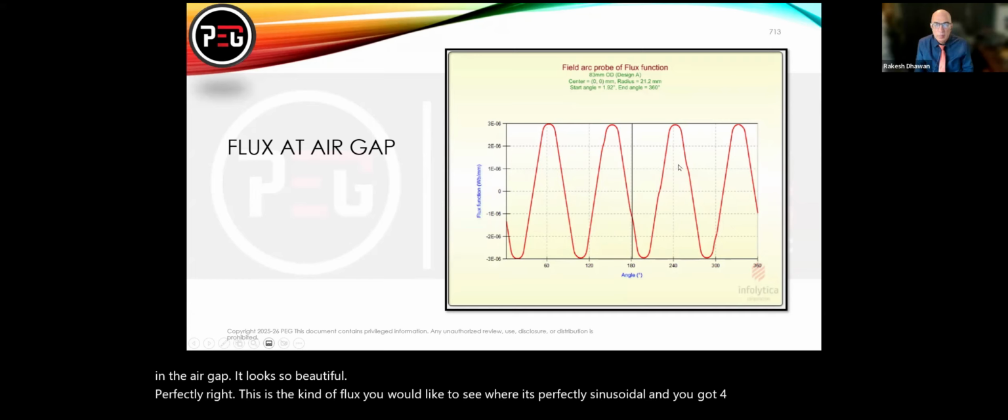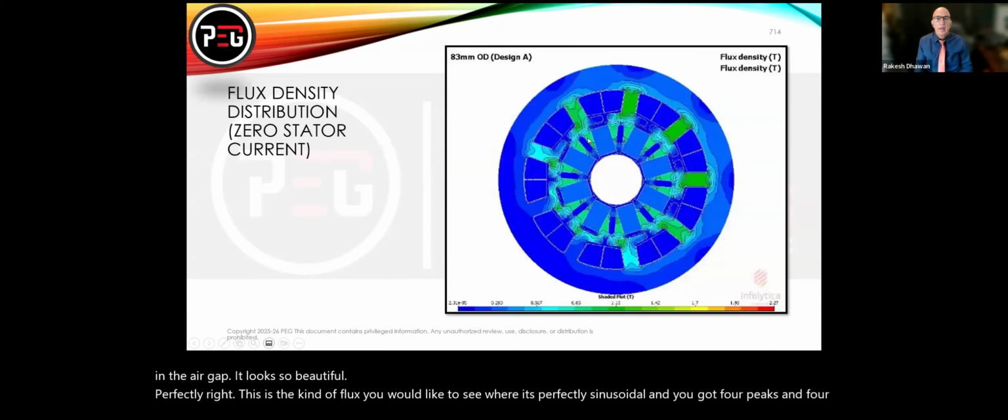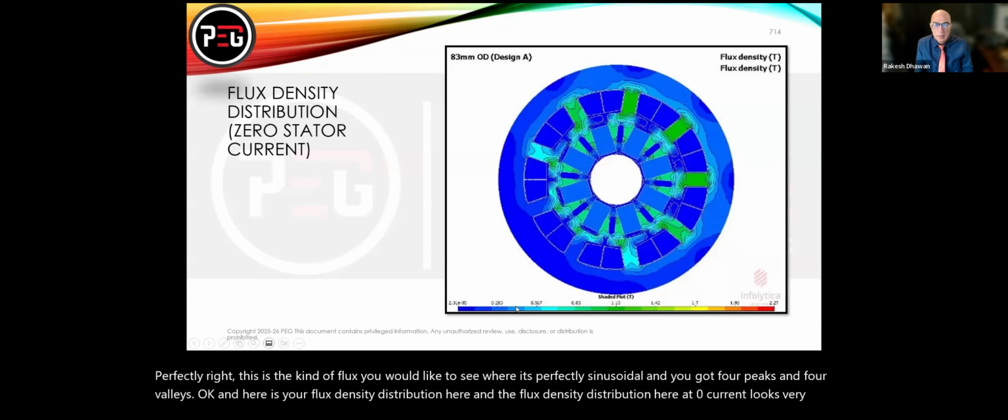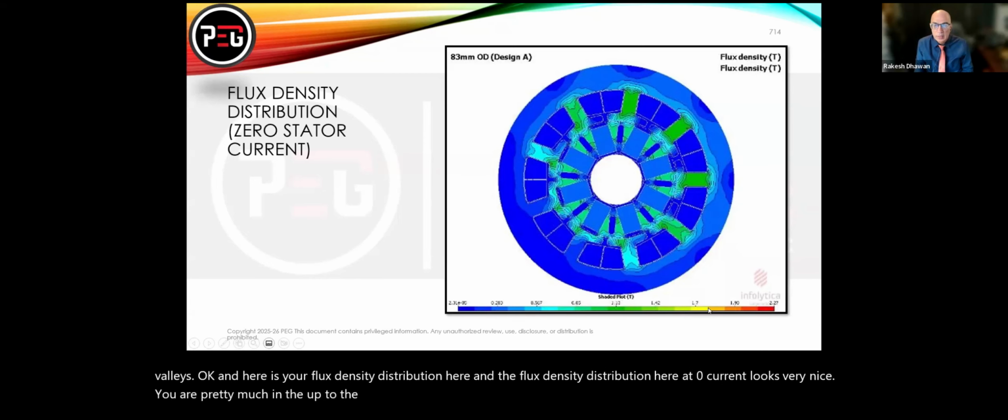and 4 valleys. Okay? And here is your flux density distribution, and the flux density distribution here at 0 current looks very nice. You are pretty much up to the green zone, where you don't get into the yellow or orange or red zone. So that looks very nice.